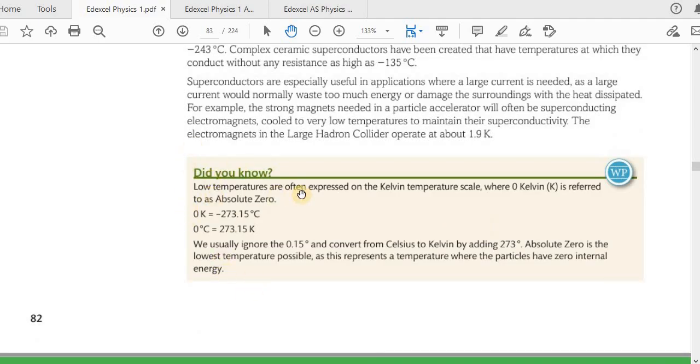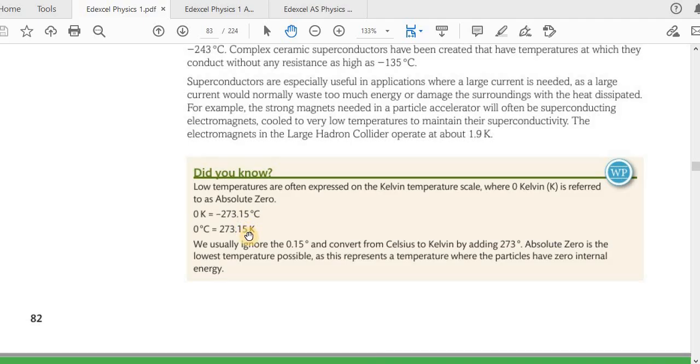Let's see this. Low temperatures are often expressed on the Kelvin scale, where 0 kelvins is referred to as absolute zero. 0 kelvins is minus 273.15 degrees Celsius. You should know this unit conversion. So always the Kelvin value is higher than the degrees Celsius value. Okay, so 0 kelvins is minus 273.15.